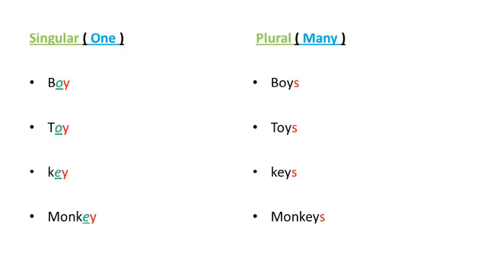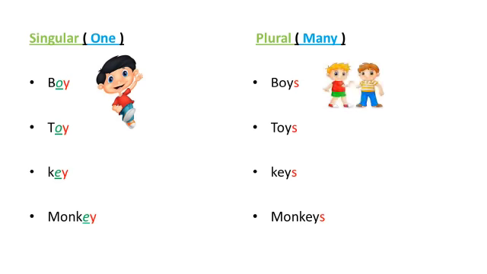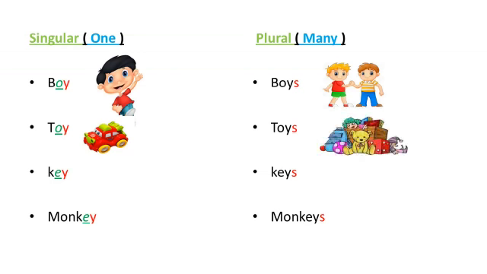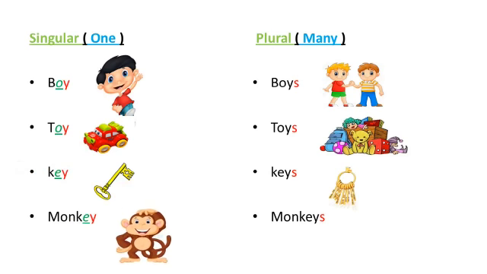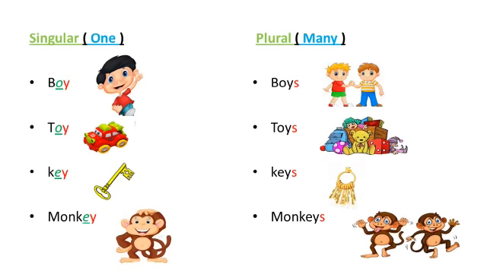Boy. Y is the last letter and it is following the letter O, which is a vowel. Boy. And it changes to boys. Just adding S to boy. Toy. It changes to toys. The last letter is Y and it is following letter E, which is a vowel. So key becomes keys. Similarly, monkey. It changes to monkeys. Clear? Let's proceed further.